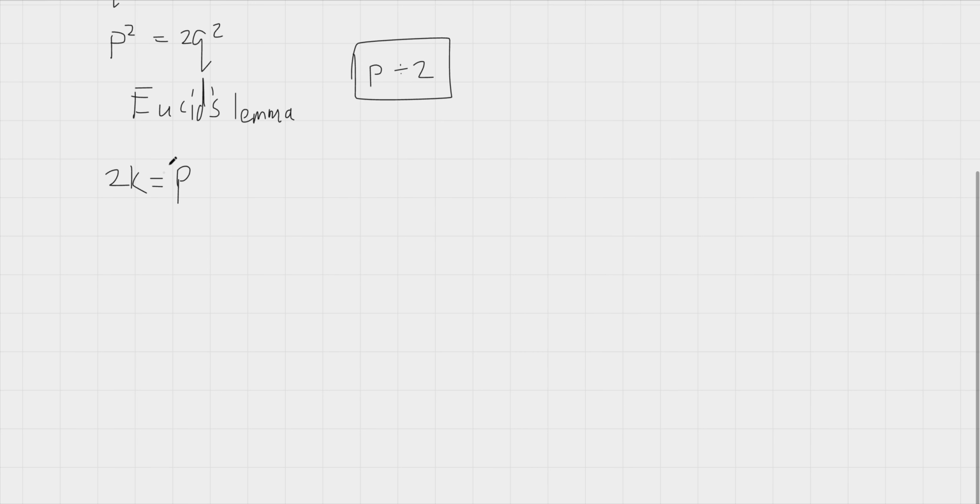Then we get 4k squared, because it's p squared, equals 2q squared. So we're basically just substituting into here, right? And we can set this as 2k equals p because p is divisible by 2. So this k will still be an integer. Okay, so let's just simplify here.